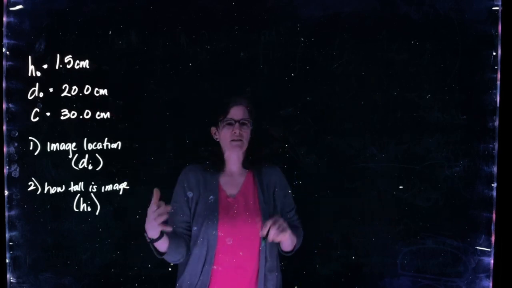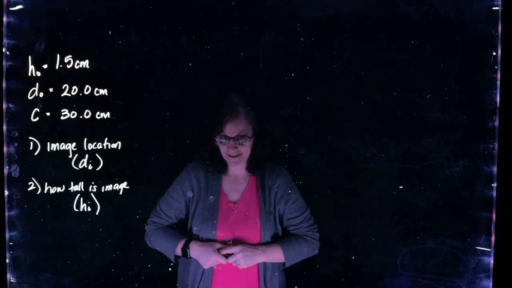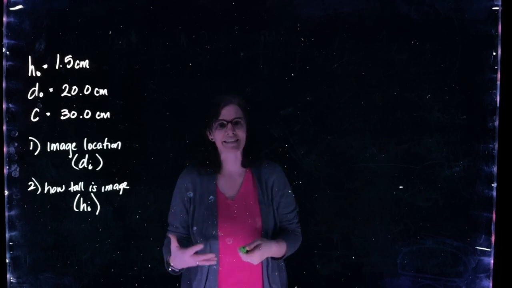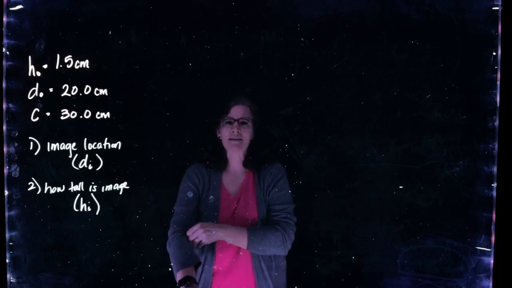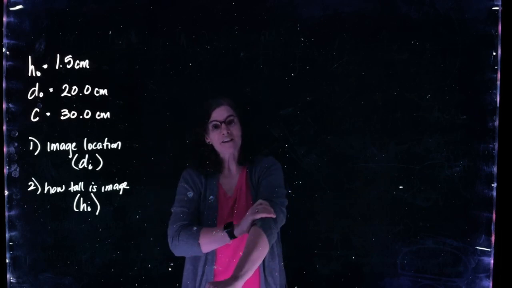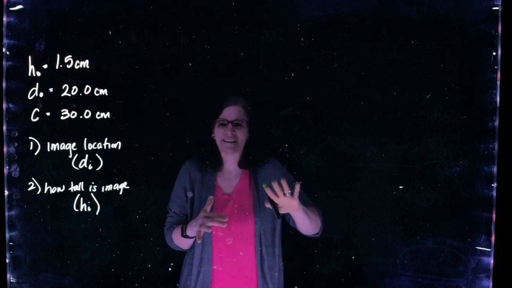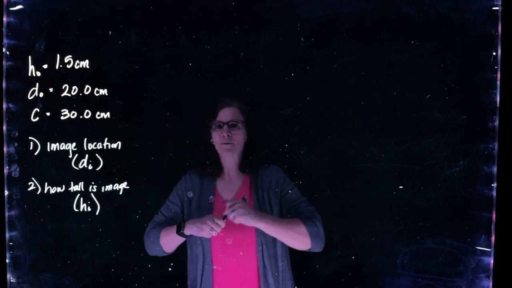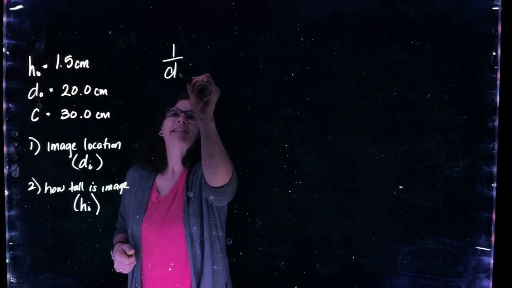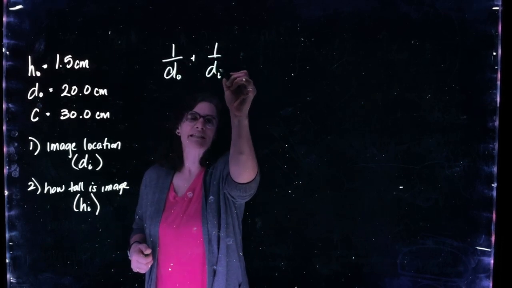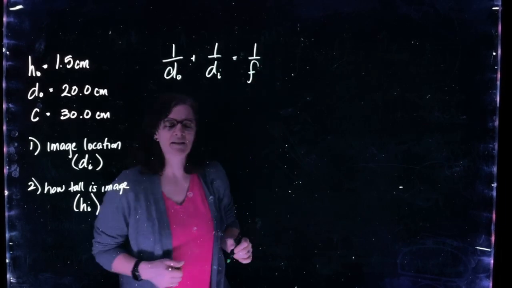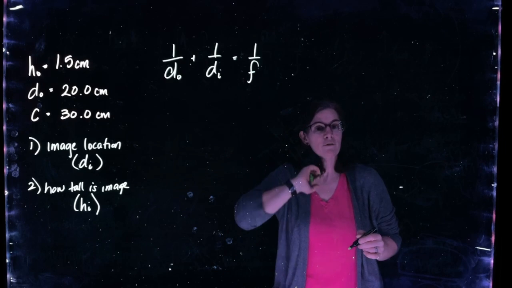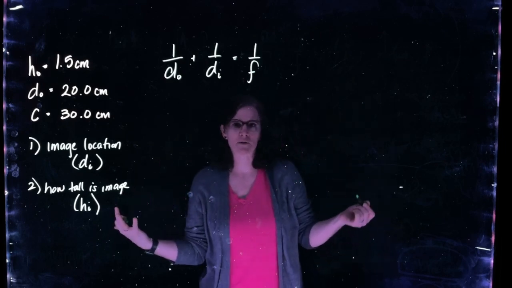Now, to find the details, location, and size of images with curved mirrors, we can actually use the same relationship as we did for lenses, the lens equation. We talked about the details of that lens equation in a mini lecture, and I introduce in that mini lecture that it also works for mirrors. But let's just remind ourselves what the lens equation tells us. It relates the object distance and the image distance to the focal length. So 1 over the object distance plus 1 over the image distance is equal to 1 over the focal length.